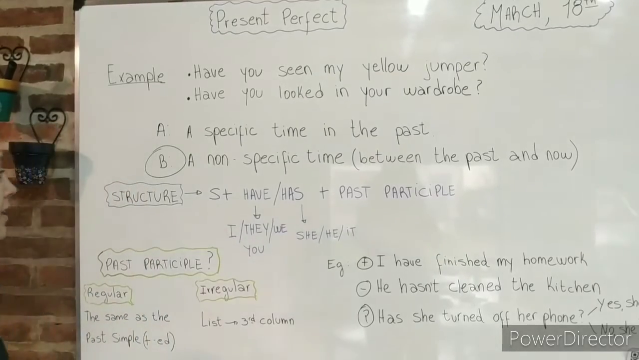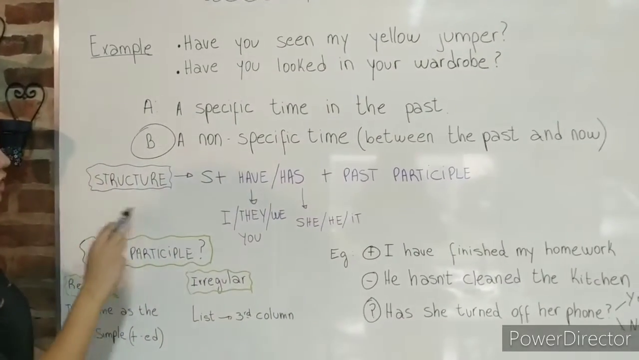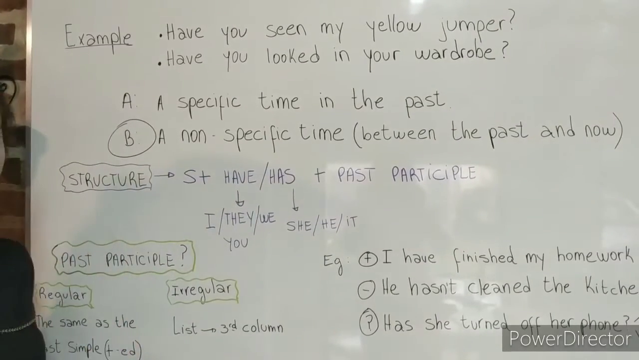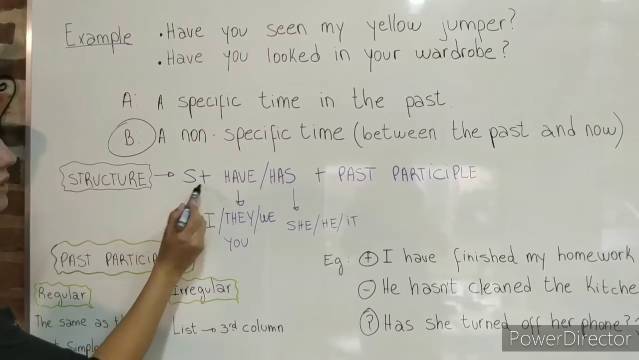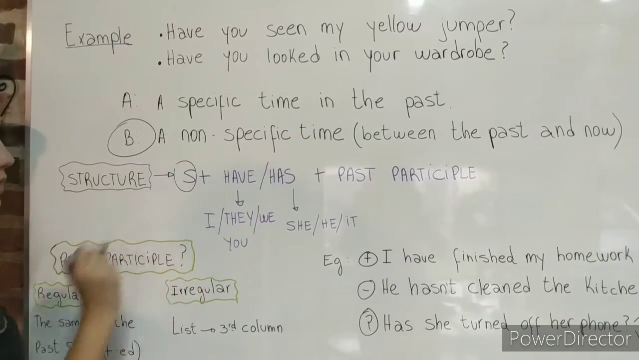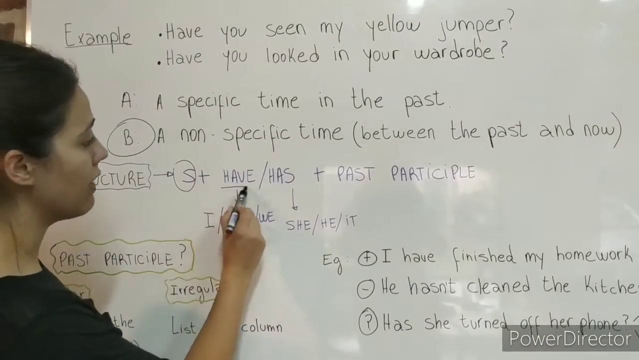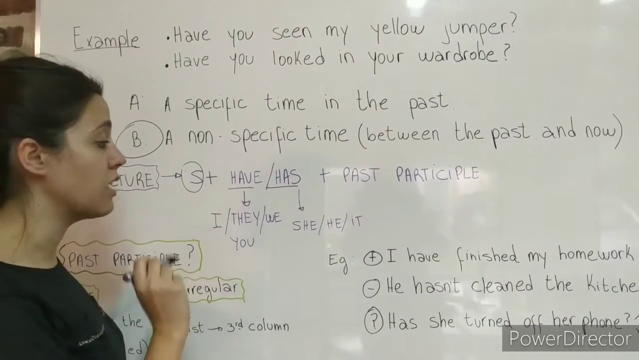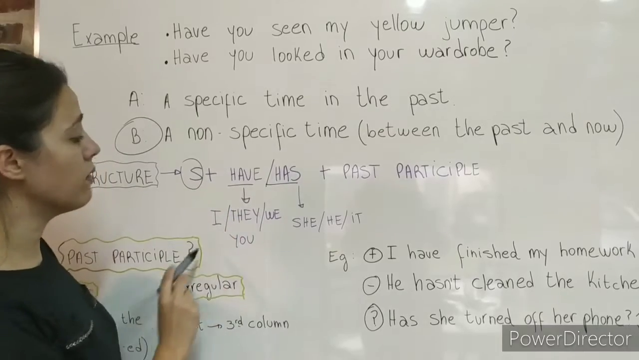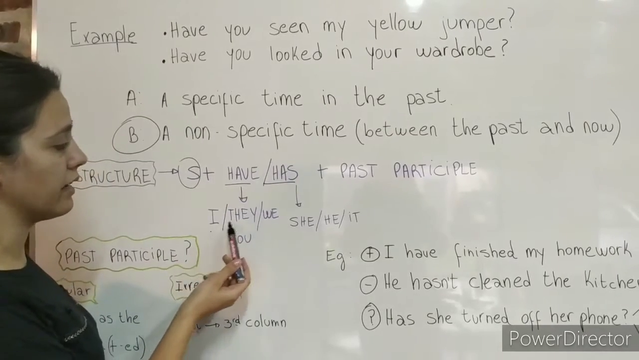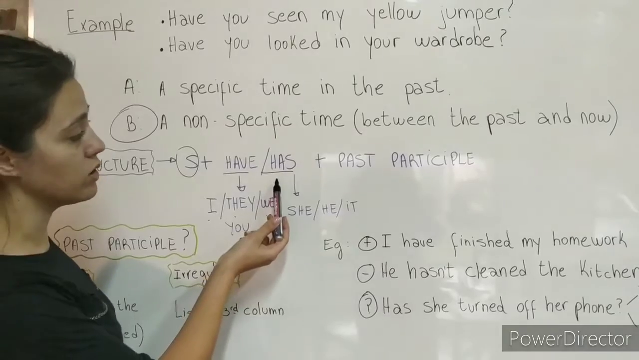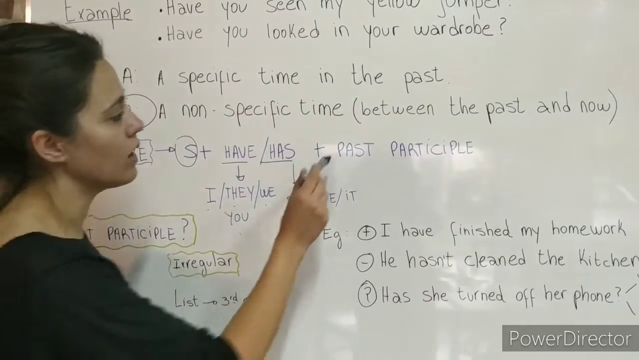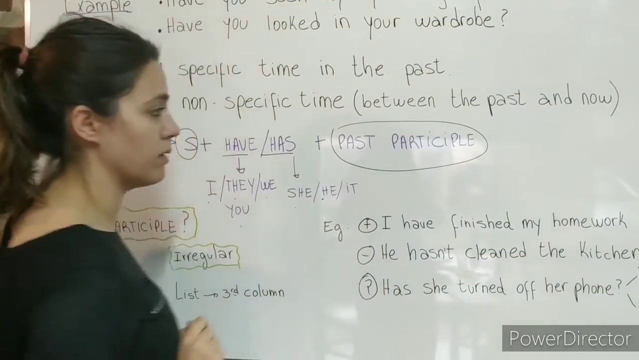Well, now let's see the structure. As always in English, we have a structure to follow. When we write a sentence, we need the subject, then we need have or has. They are going to be the auxiliary verbs in this tense. You have to use have when the subject is I, they, we, or you, and has with she, he, and it. And then you will have to use the past participle.